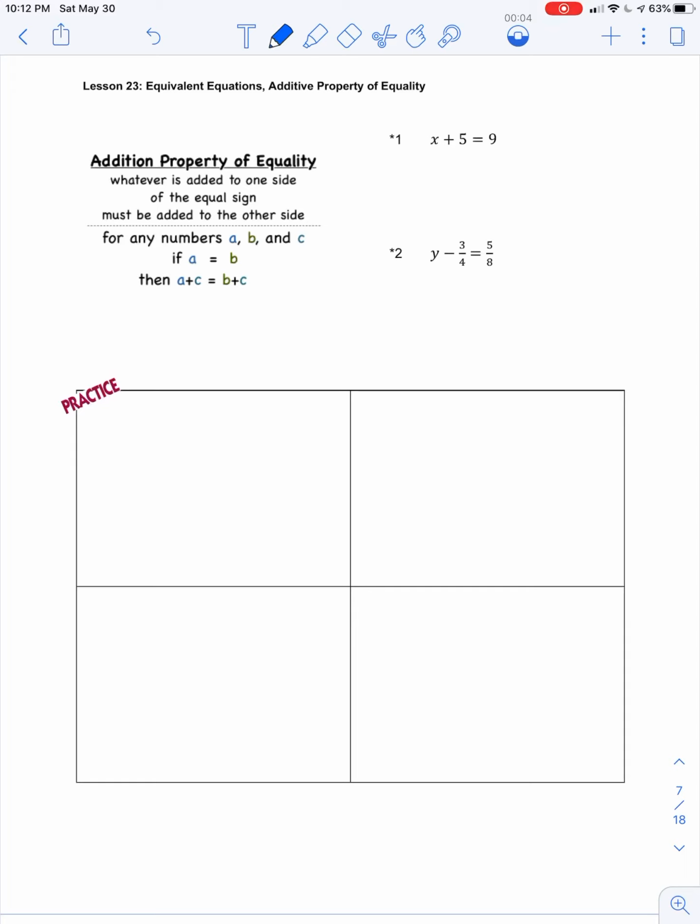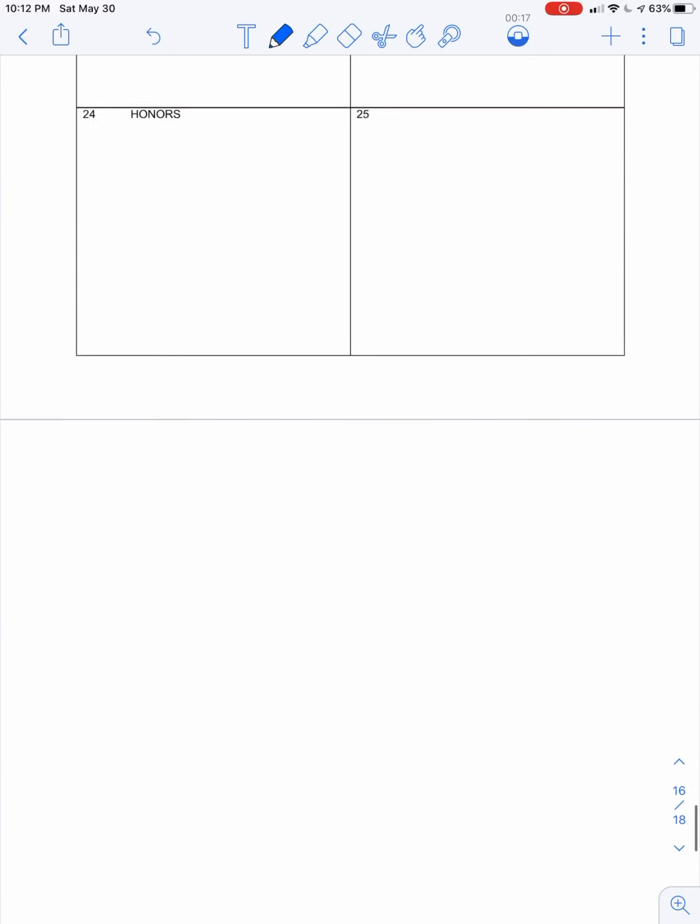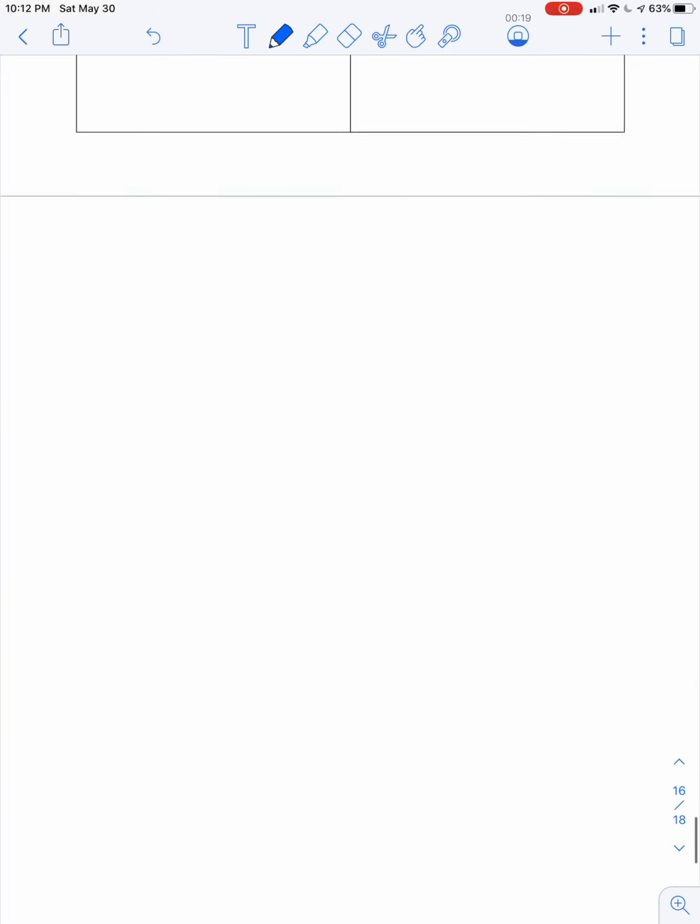Okay, Braylon, here we go on lesson 23. The title is Equivalent Equations and Additive Property of Equality. So if you want to find your packet and locate lesson 23, that would be great. While you're doing that, I'm going to bump to the bottom here, so watch your eyeballs because it makes you a little dizzy getting down there.